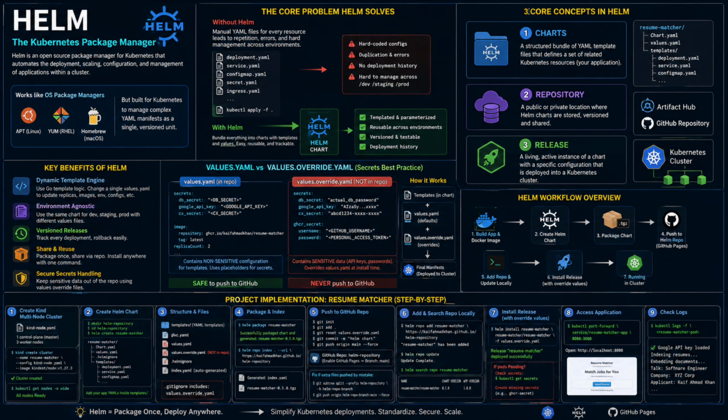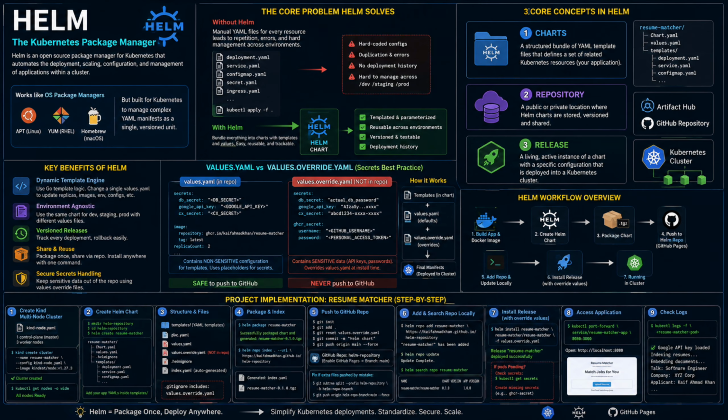Helm operates using three core components outlined in the Helm documentation. First is charts. A Helm chart is a structured bundle of YAML template files that fully defines a set of related Kubernetes resources, or simply your application's resources. Second is repository. It is a public or private collection point where Helm configurations are stored, versioned, and shared. For example, it can be in Artifact Hub or in a GitHub repository.